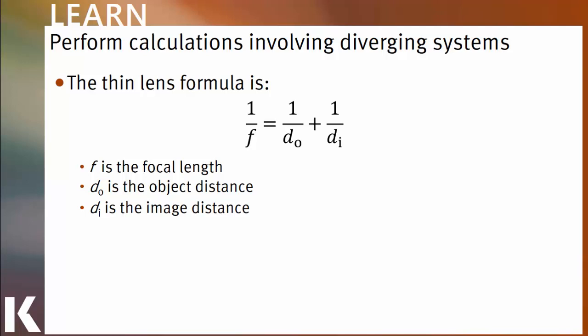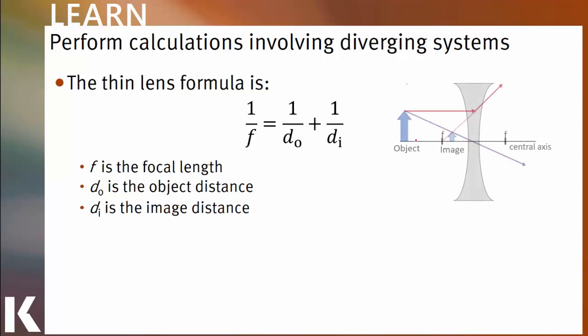So the first thing you'll have to learn in order to calculate variables involved in diverging systems is the thin lens formula, which is 1 over f equals 1 over dO plus 1 over di. Now let's take a look at a diagram and see where these terms pop up in a classic diverging system. We'll first tackle what the image distance is. Simply put, it's the distance between the image and the center of the lens. Let's get that out of the way.